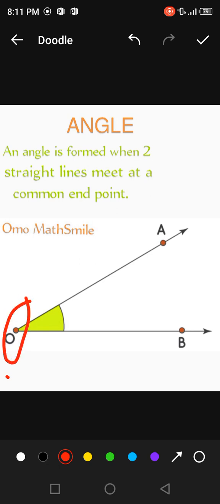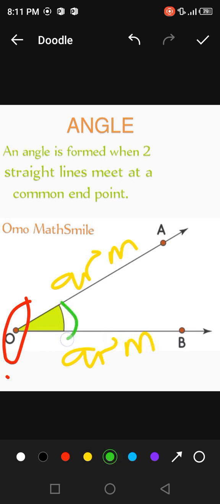Now, OA is referred to as the arm of the angle. This angle has two arms, OA and OB. These are the arms, the two arms. Now, the interior is referred to as the angle.